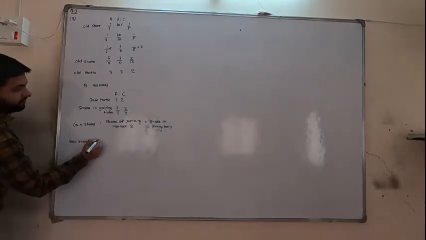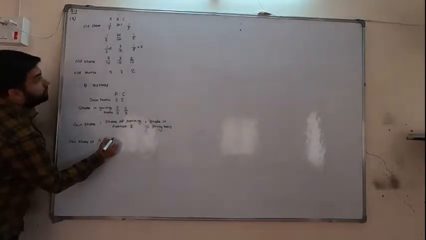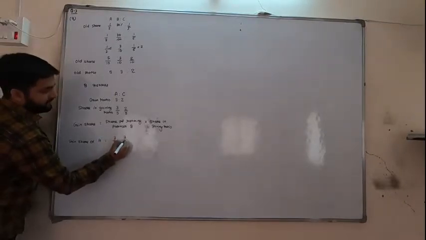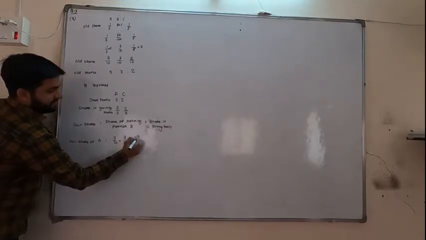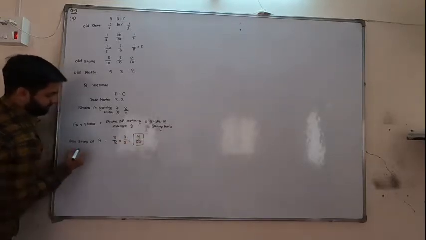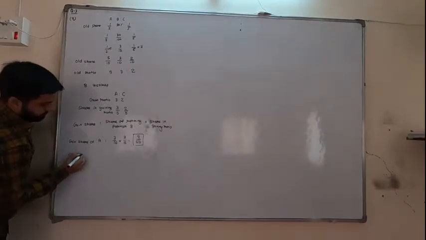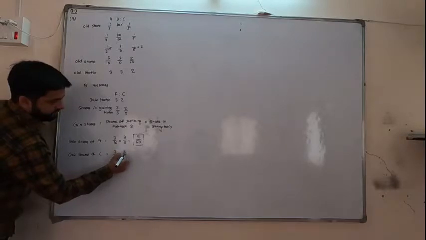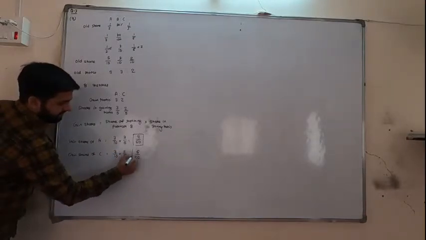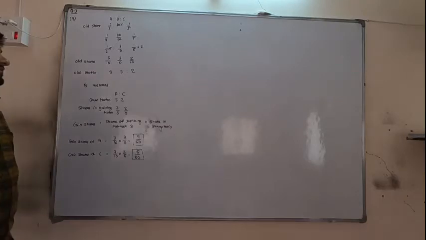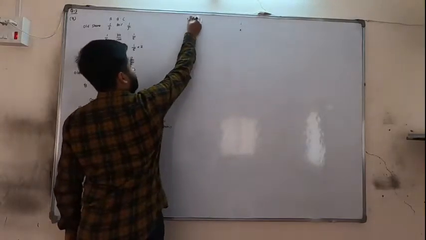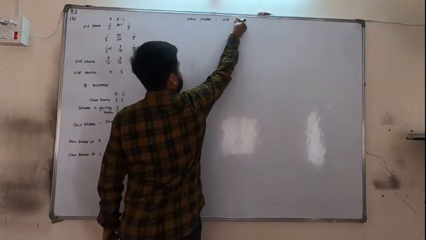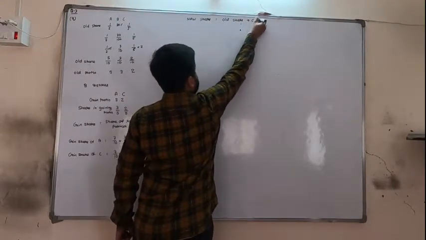Gain share of A. Share of B is 3/10. Share in gaining ratio for A is 3/5. So 3 3s are 9/50. Then gain share of C, 3/10 into 2/5, so 6/50. After that, new share is equal to old share plus gain.